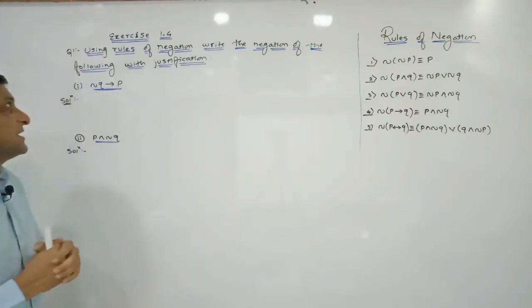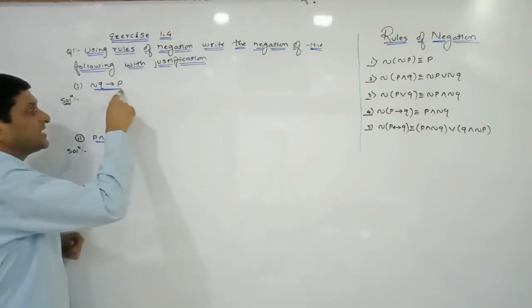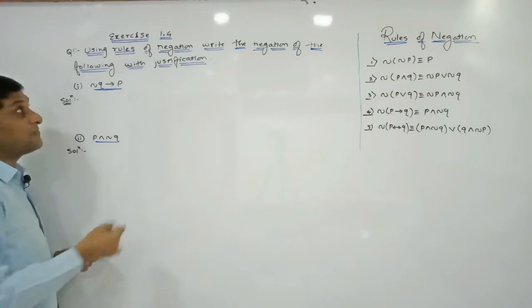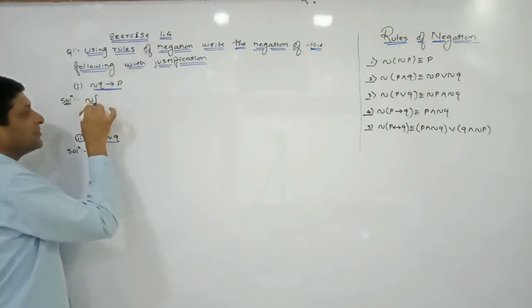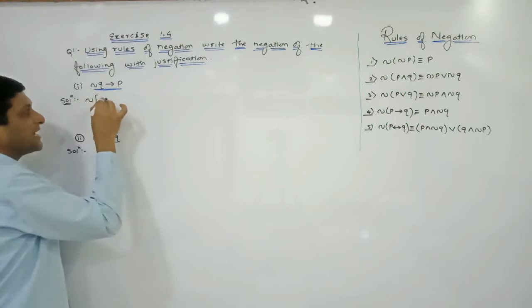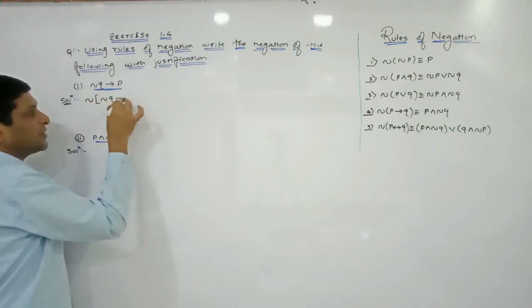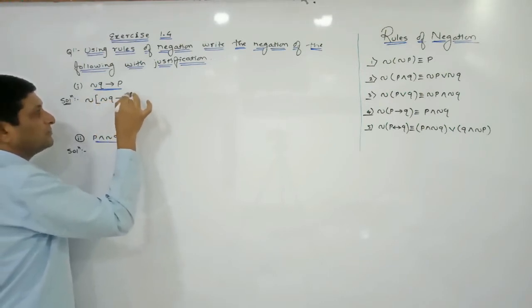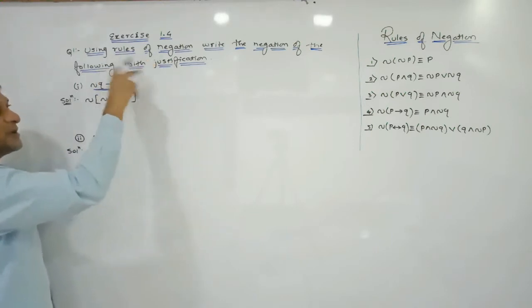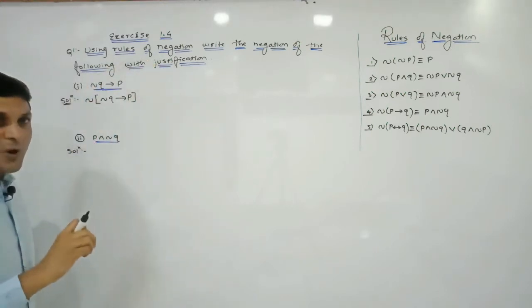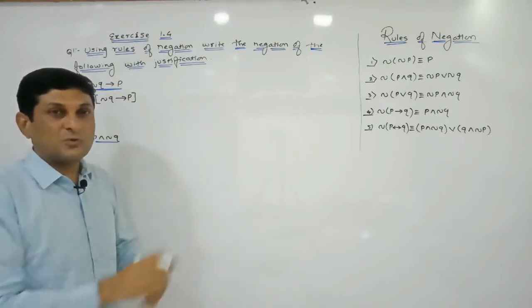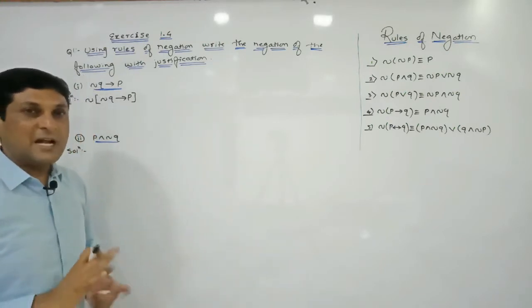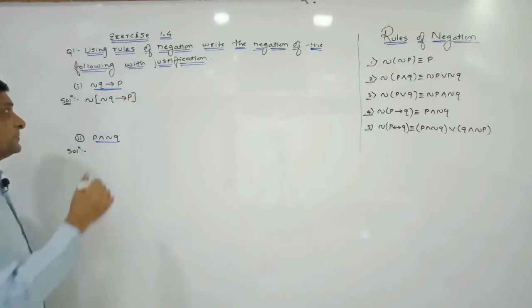So observe the first example. Whatever statement is given to us, we are finding its negation. So first write down negation, and in a square bracket write down this whole statement, because we are finding negation of this whole statement with justification. With justification means we also have to justify which rule we are applying here.